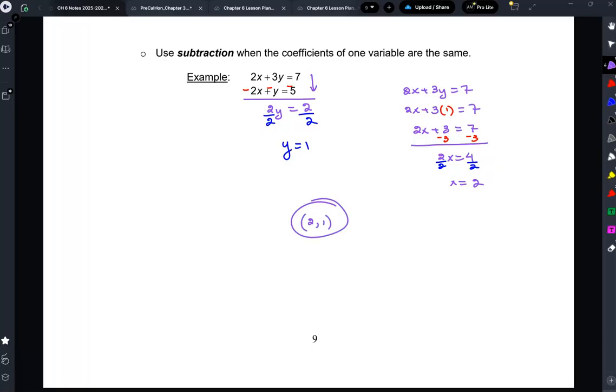Okay? It's always the bigger number first? No, it's always in alphabetical order, x comma y.